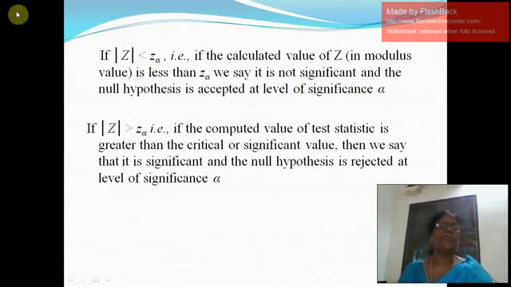If the modulus value of the calculated value is greater than the table value, then we say that it is significant. That means there is a difference between the calculated value and the tabulated value, and the null hypothesis is rejected.